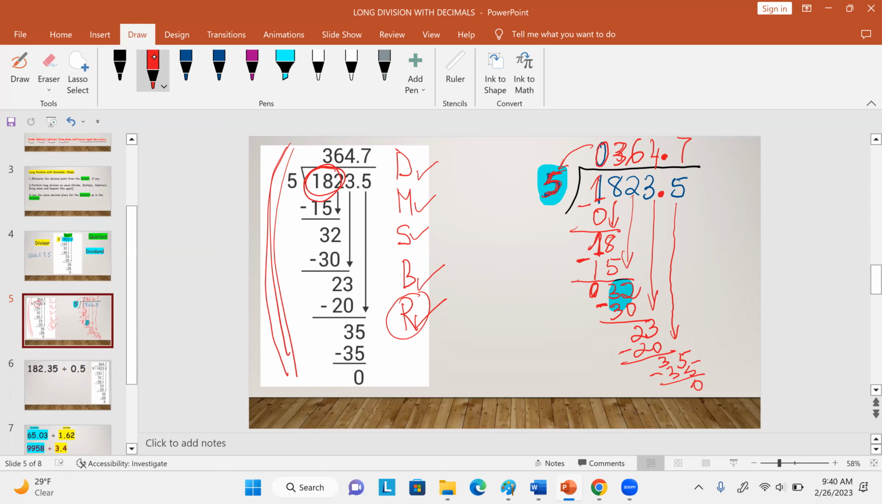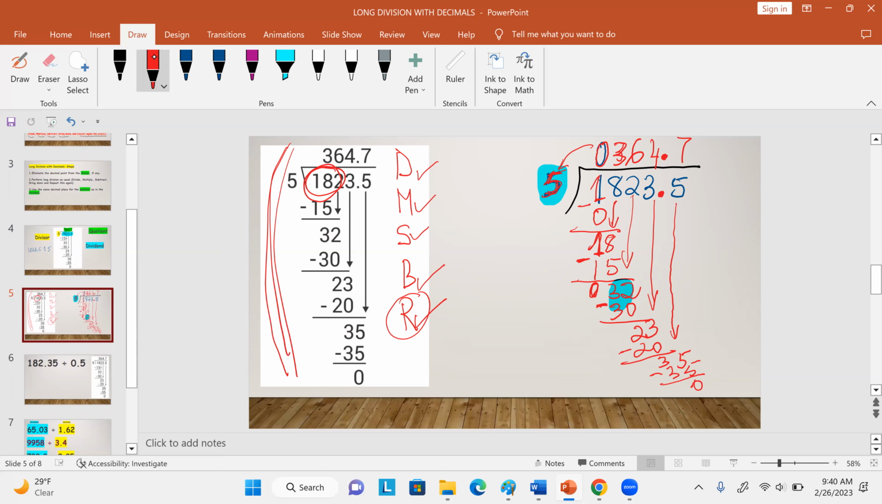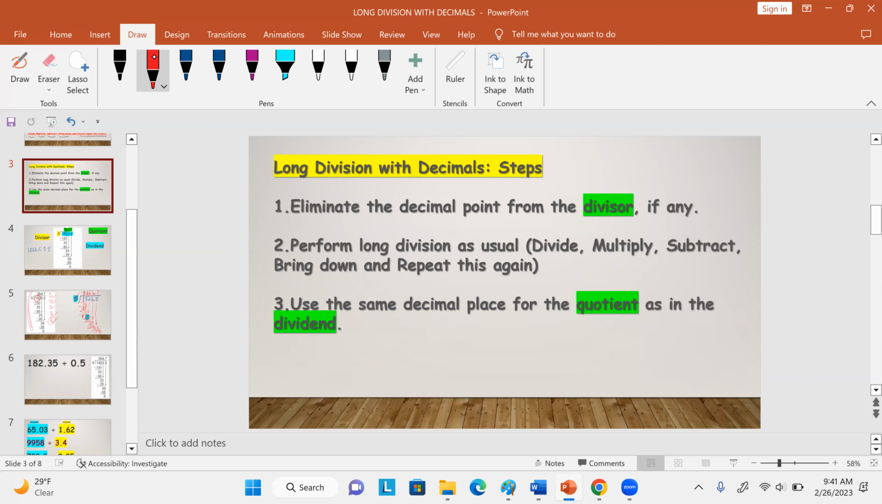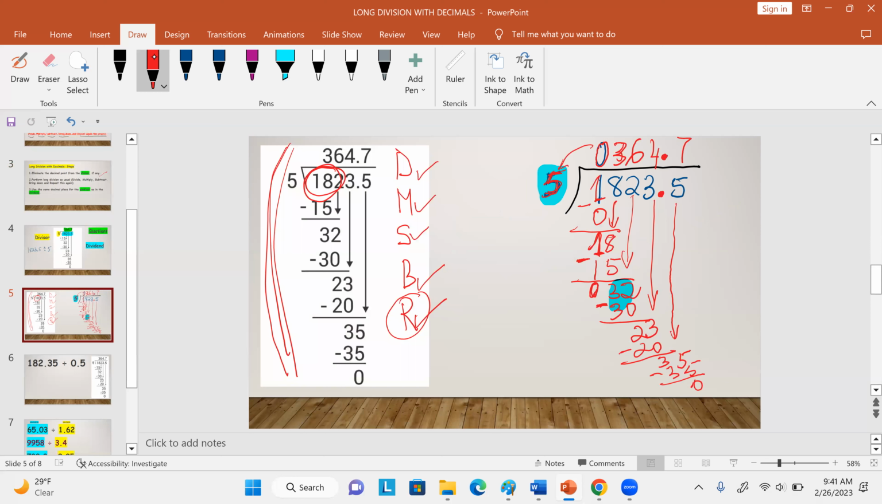Okay, so let's see what can happen if you have your divisor as a decimal. Remember, let's go back here to the steps. Eliminate the decimal point from the divisor, if any. So the example we just did, there is no decimal point in the divisor. The divisor is 5, so no decimal point. So that is fine. We don't need to eliminate anything. That's why we just use it to do the operation.